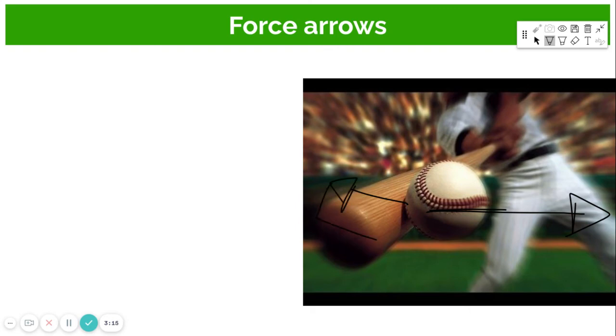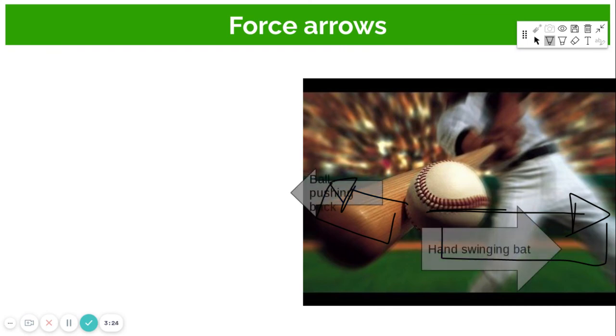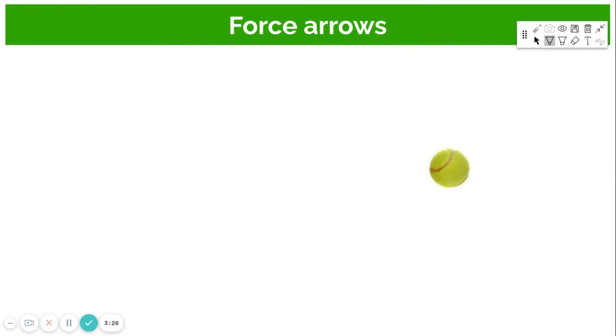But what's important about this one is the size of the arrows. So the force of the bat is going to be much bigger than the force of the ball, and the ball is going to fly off. So let's take a look. There we go. Hand swinging the bat is big, ball pushing back on the bat is small.